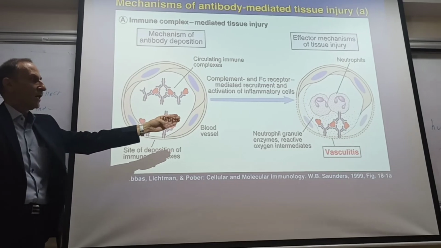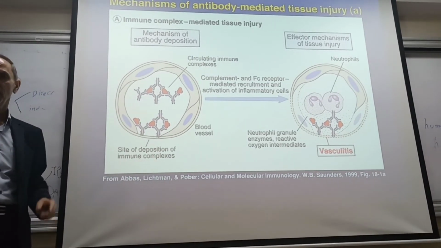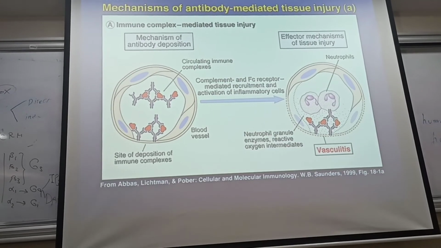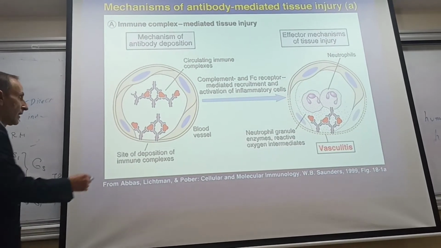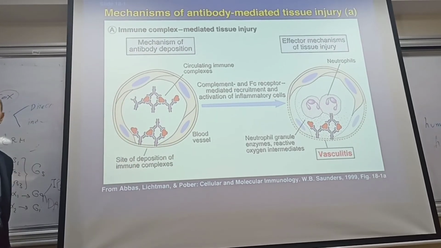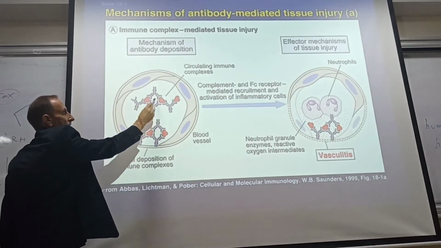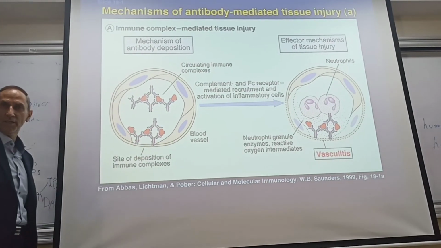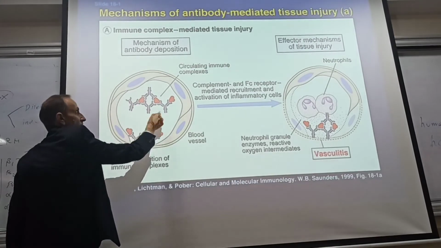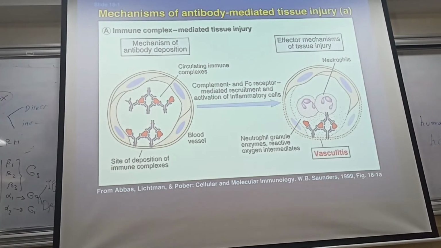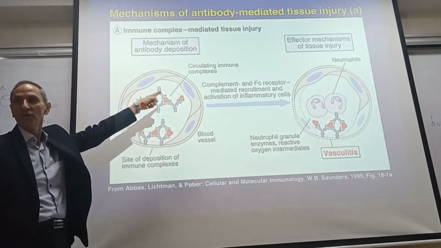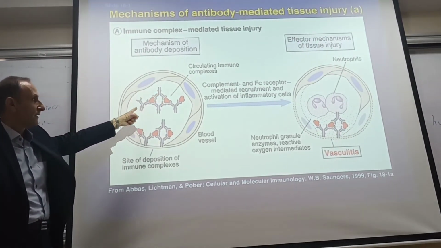Here you see how vasculitis occurs in type 3 reactions. These are antigens, and these are antibodies. And you see the complex of antigen antibody, or circulating immune complex.